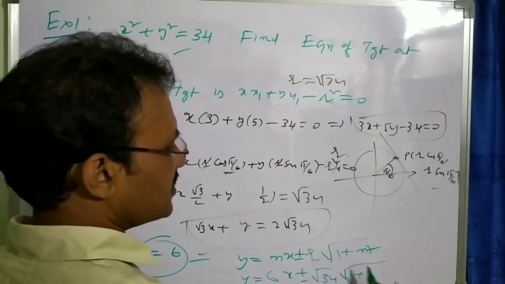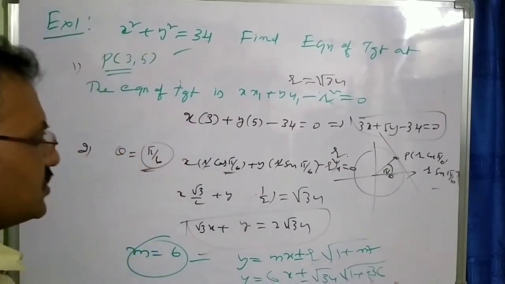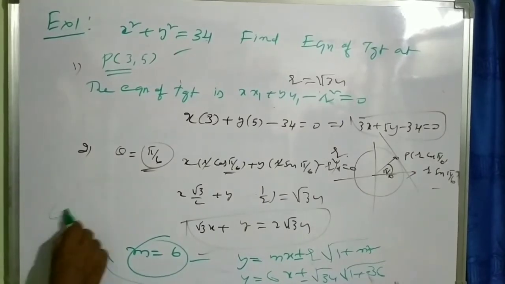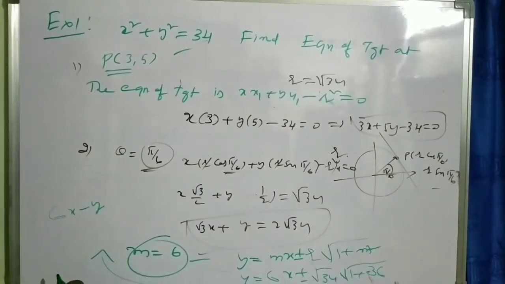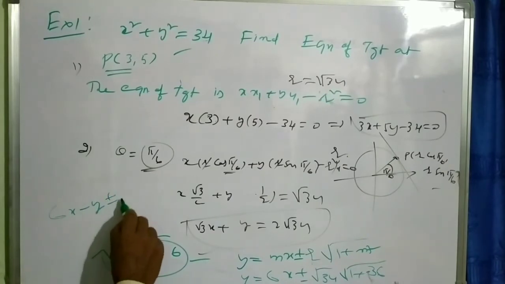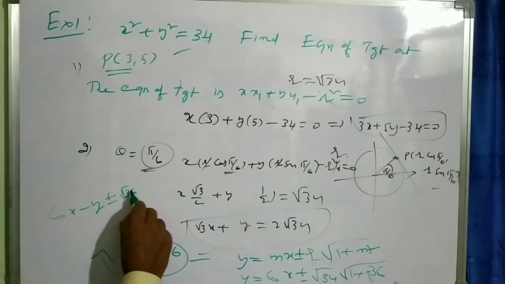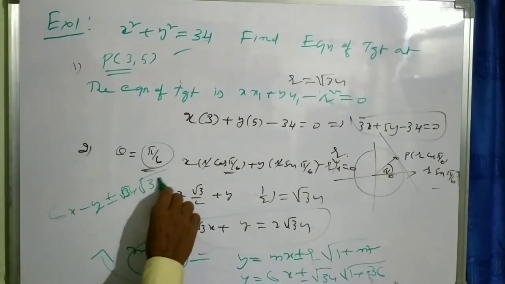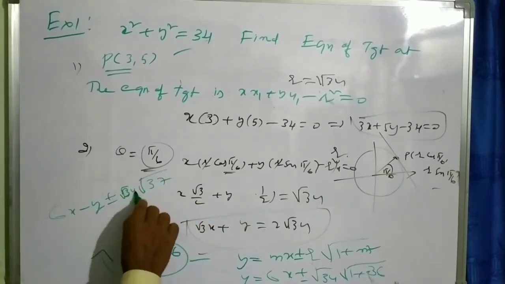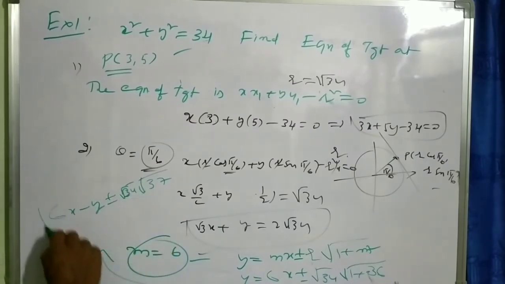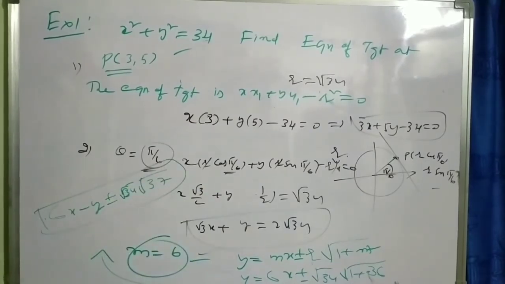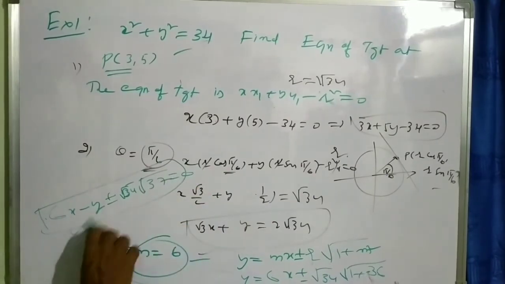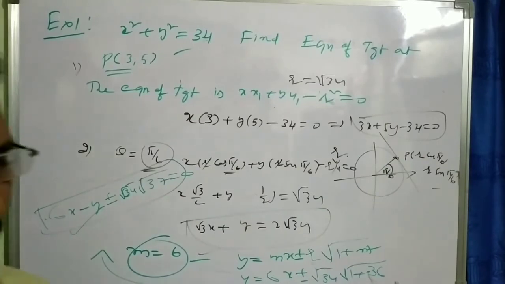m square means 6 square, that is 36. So it comes to the form of 6x minus y plus or minus root 34 into root of 1 plus 36, root of 37, is equal to 0. So this is the equation of the tangent. Okay.